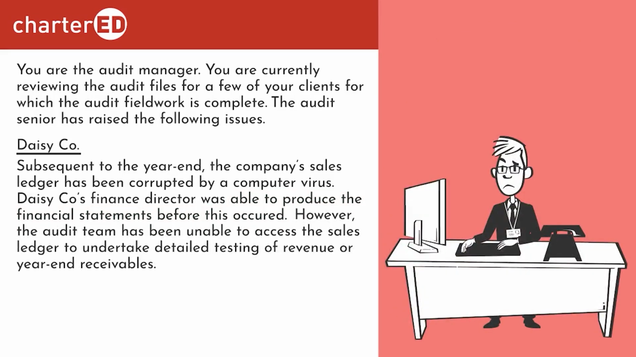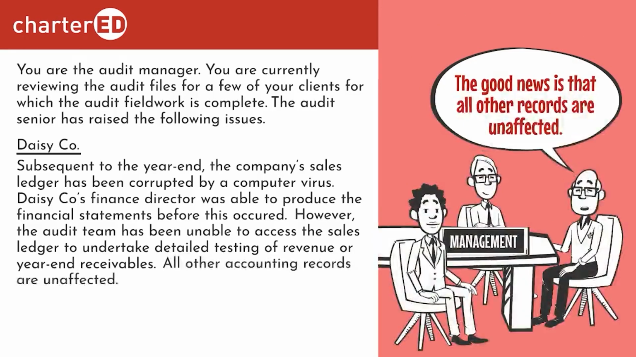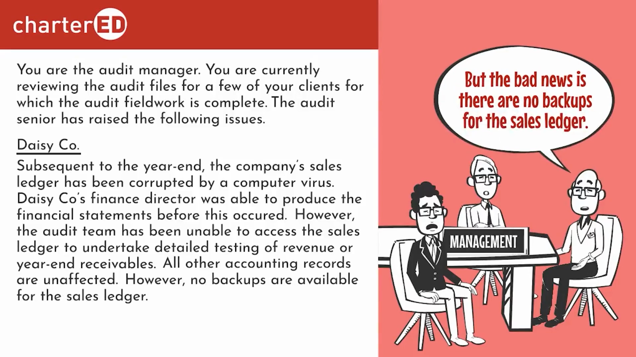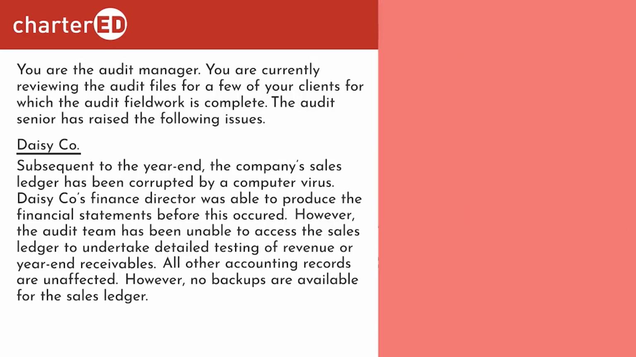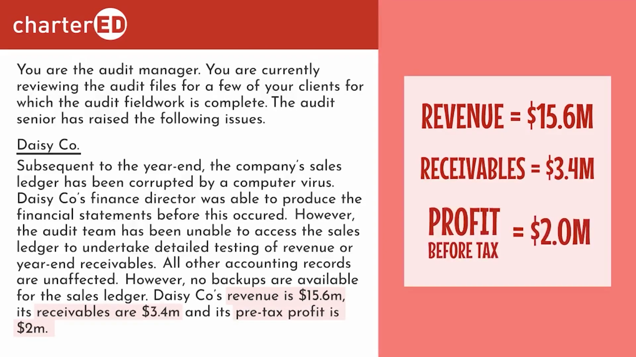However, the audit team has been unable to access the sales ledger to undertake detailed testing of revenue or year-end receivables. All other accounting records are unaffected. However, no backups are available for the sales ledger. Daisy Co.'s revenue is $15.6 million. Its receivables are $3.4 million, and its pre-tax profit is $2 million.